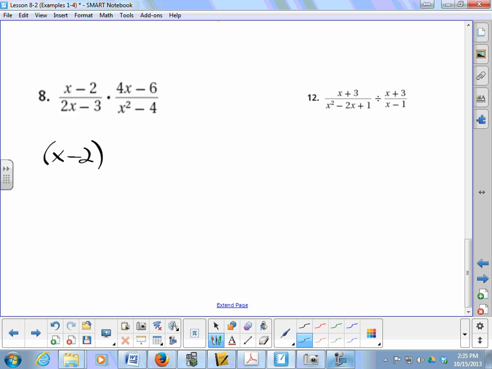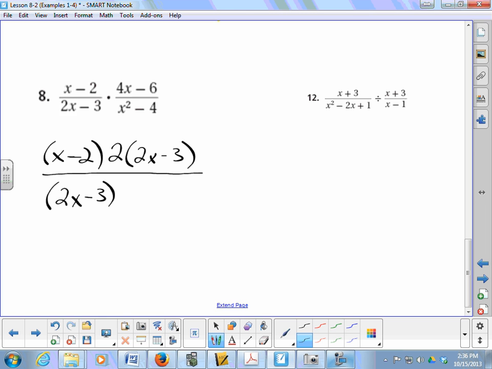4x minus 6. Do they have anything in common? Okay, they have a 2 in common. So I can take out the 2, and I have 2x minus 3. All right, now you can put the 2 in parentheses if you want, or you can just leave it between the parentheses. That's fine. In the denominator, can I do anything with the 2x minus 3? I can't, so I'll leave that as a factor.